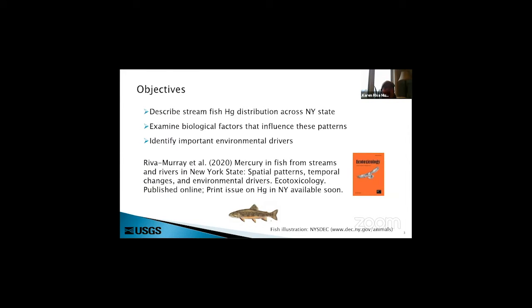So the objectives of this study are to describe stream fish mercury distribution across the state with existing data, examine some of the biological factors that influence these patterns, and also identify some important environmental drivers. And this is based on a paper that was recently published in Ecotoxicology. It was published online, and a print issue is coming out soon, a special issue on mercury in New York.